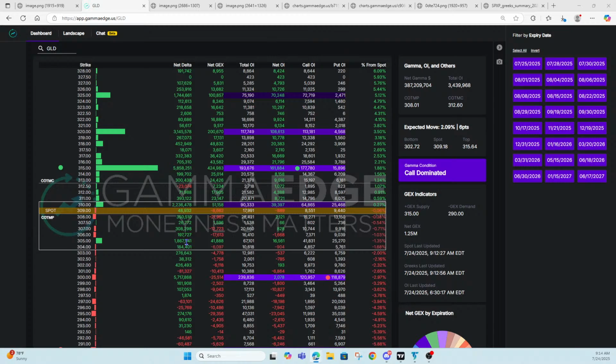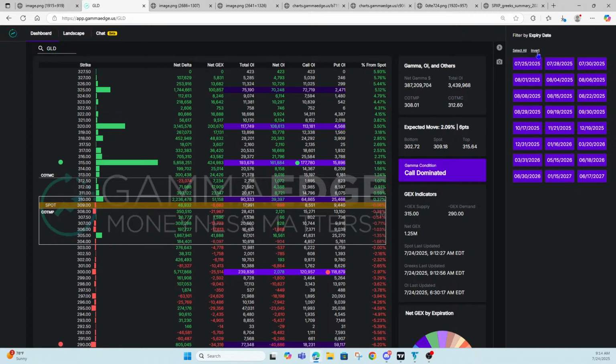But again, this would be supportive on any pullback with this call dominated plus positive net delta all the way down towards really the bottom of the transition area. You see POI down here at 300. So that's kind of interesting. If you lost the bottom of the transition area, then obviously 300 would be most likely the next area to look for.